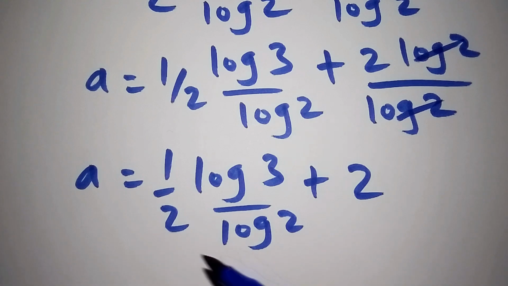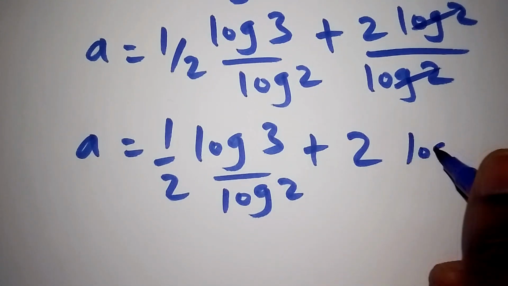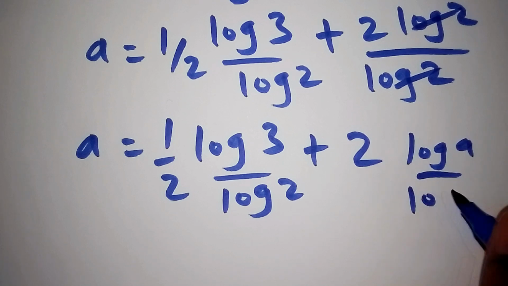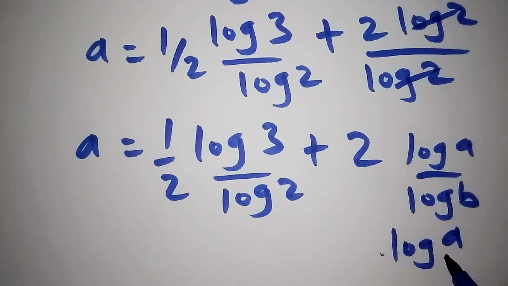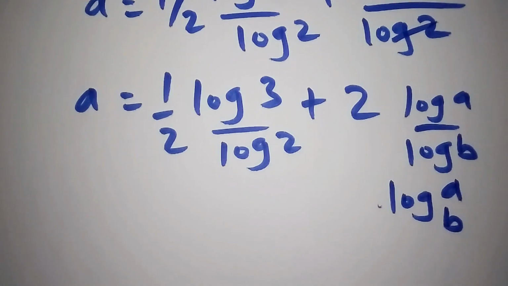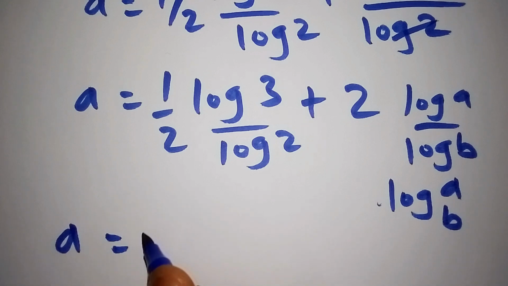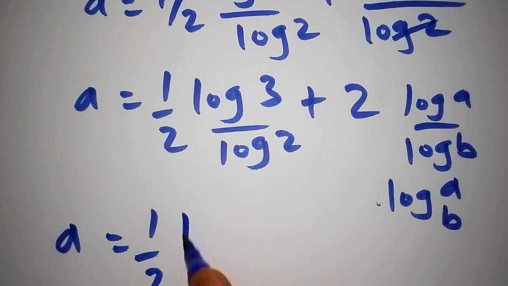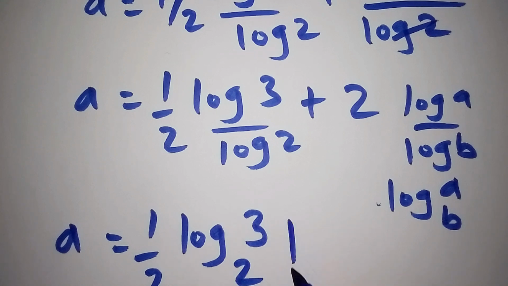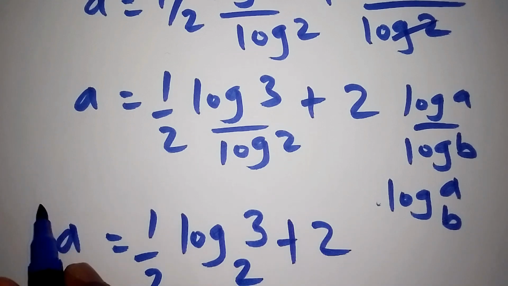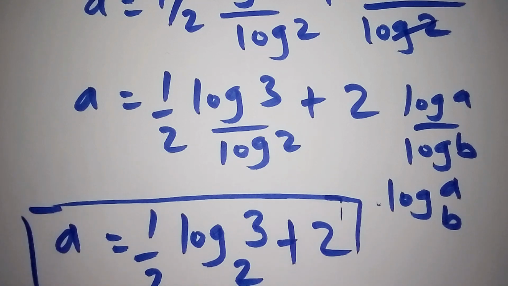Now, assume we have the log of A all over the log of B. This can also be written as the log of A to the base of B. So in this case we conclude that the value for a equals 1 over 2 the log of 3 to the base of 2, plus 2. This now qualifies to be our final and most correct answer.